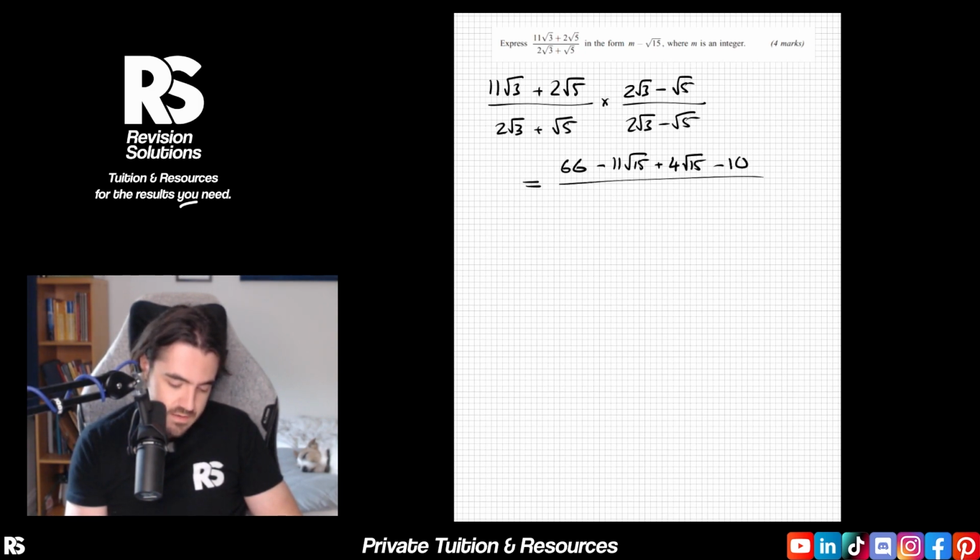And then the denominator, I'm going to have 2 root 3 times 2 root 3. 2 times 2 is 4. Root 3 times root 3 is 3. 4 times 3 is 12. Then we've got 2 root 3 times minus root 5, that would be minus 2 lots of root 15. Then we've got root 5 times 2 root 3, that'd be plus 2 lots of root 15. And then we've got root 5 times minus root 5, which would be minus 5. So again, our surds in the denominator cancel as we wanted them to, and we can start simplifying.